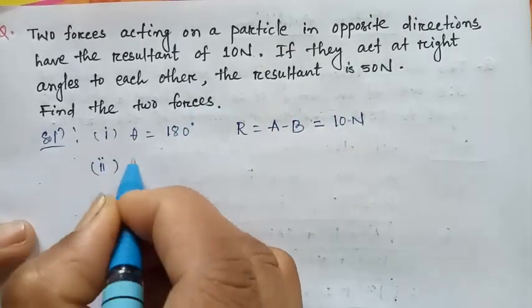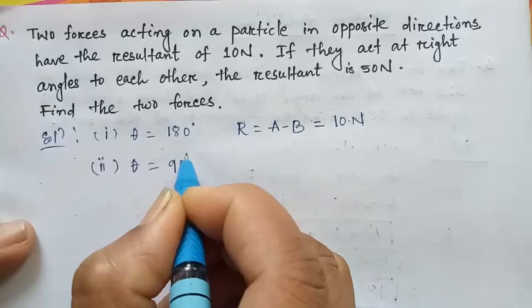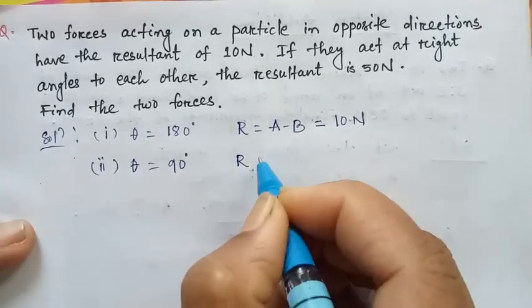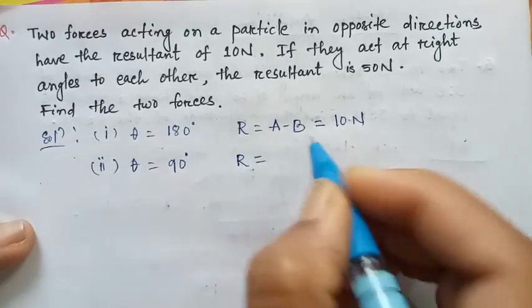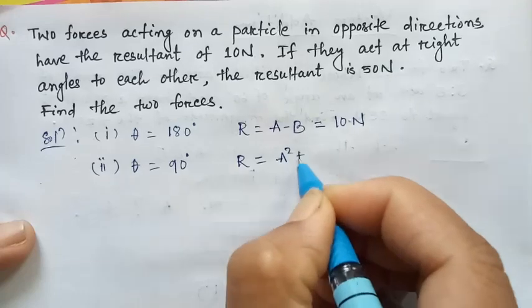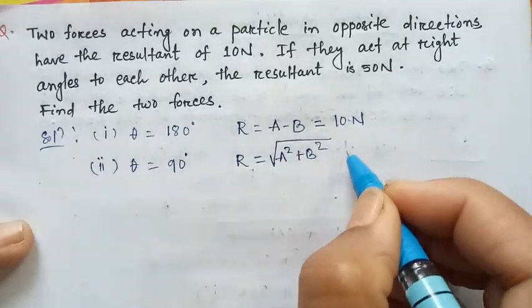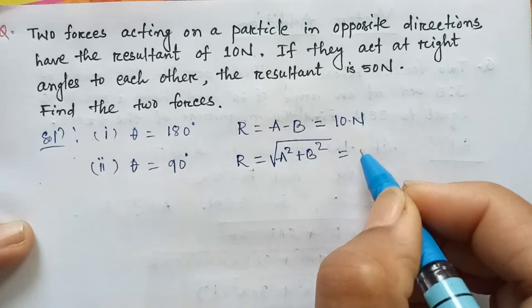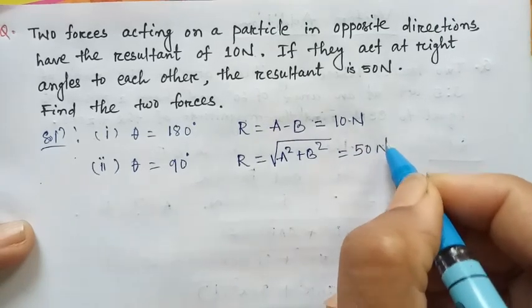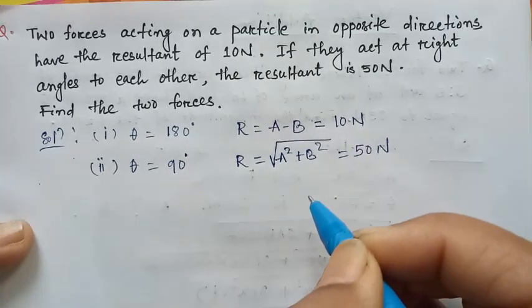That means when theta is equal to 90 degree, in this case R is root over A square plus B square. Yes, that is equal to 50 Newton. Okay.